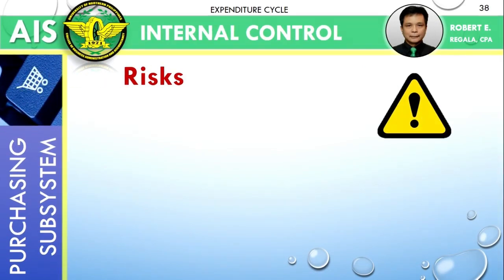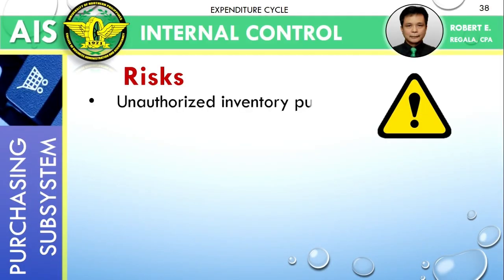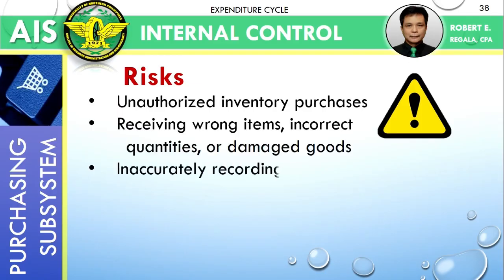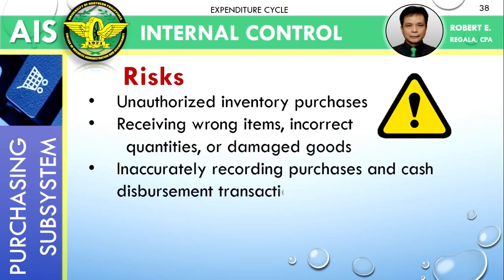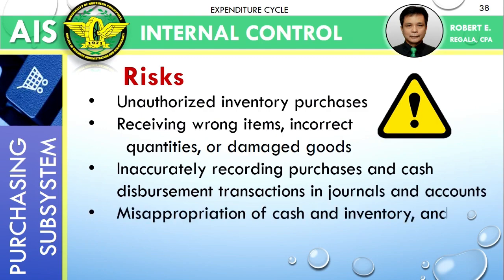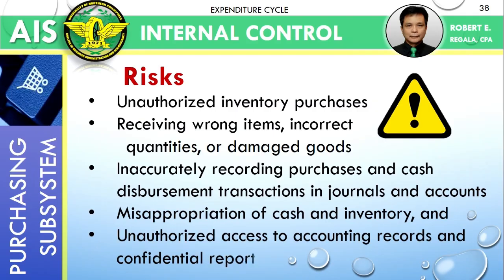Expenditure cycle, risks, and internal control. An objective of internal control is to mitigate the risk from errors and fraud. The following are the primary risks associated with expenditure cycle transactions. 1. Unauthorized inventory purchases. 2. Receiving wrong items, incorrect quantities, or damaged goods. 3. Inaccurately recording purchases and cash disbursement transactions in journals and accounts. 4. Misappropriation of cash and inventory. And 5. Unauthorized access to accounting records and confidential reports.